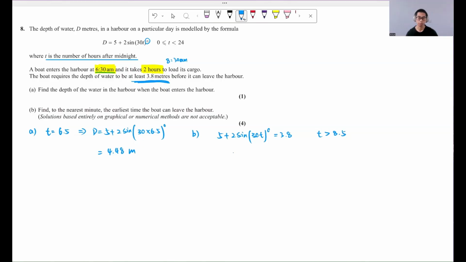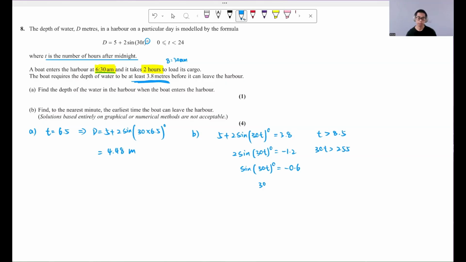To solve that, make sine 30t the subject. So first minus 5 from both sides, that would be negative 1.2. Then sine 30t degrees is equal to negative 0.6. And since t has to be more than 8.5, that means 30t has to be more than 8.5 times 30, so 30t has to be more than 255.